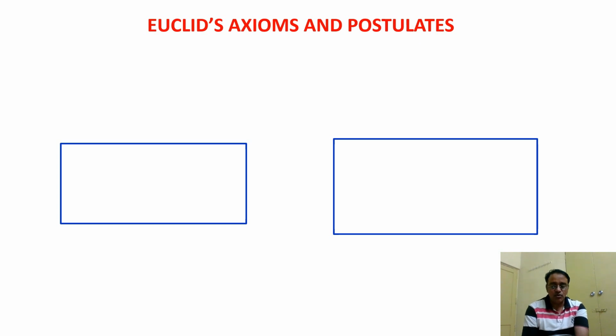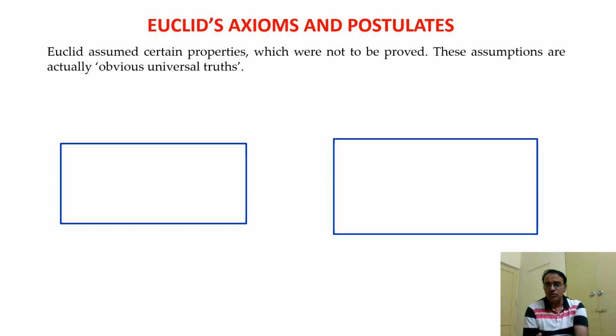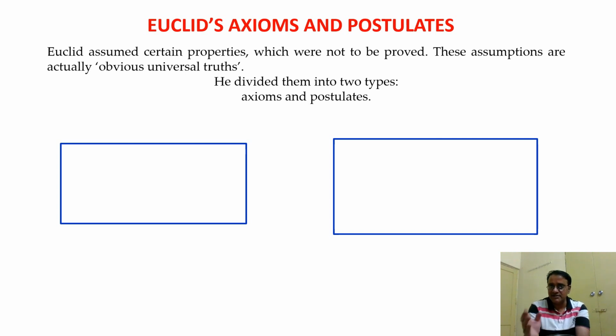Okay, so Euclid's axioms. Euclid assumed that certain properties which were not to be proved, and these assumptions are actually obvious universal truths, and he divided those universal truths into two parts. One is axioms and another is postulates. So we'll see one by one what postulates are and what axioms are. First we'll discuss postulates.